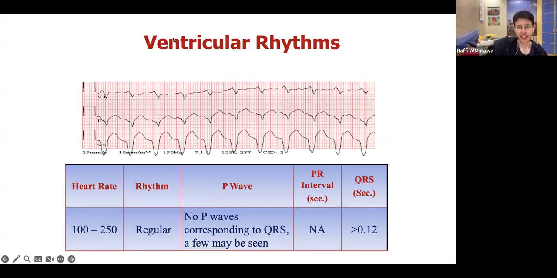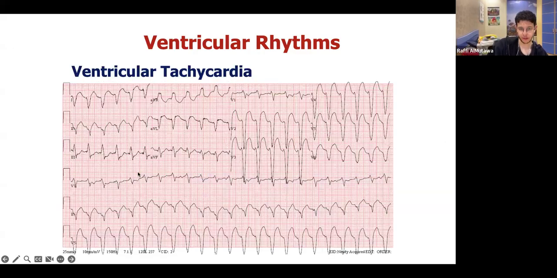Okay. Why is this? So you guys are saying this is VTAC, and you're correct, but why? The QRS is wide. It's regular. It's very fast. It's somewhere from 100 to 200, 250. And as you guys can see, very wide QRS going fast. That's it. This is monomorphic ventricular tachycardia. We have another form. We have polymorphic as well. So this over here, is this mono or polymorphic in you guys' opinion?